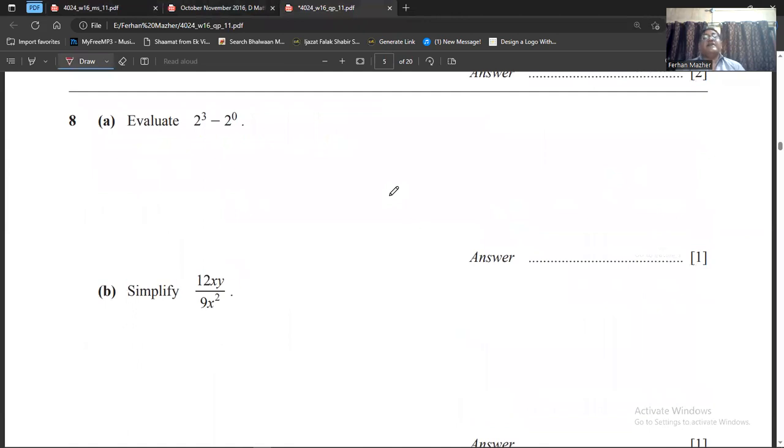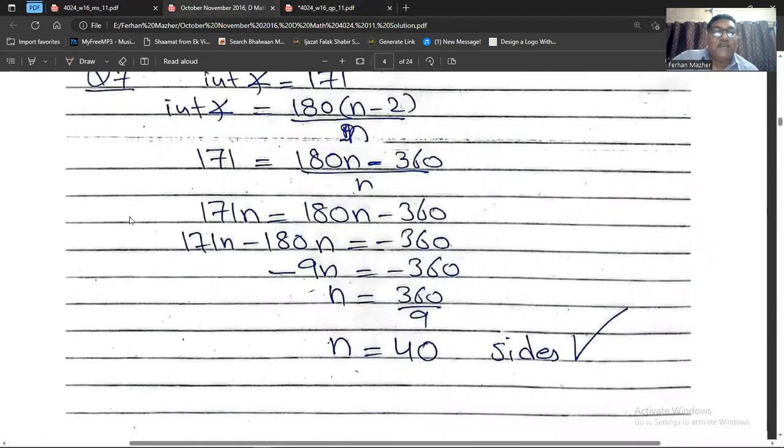Question number 8, part A. We have to evaluate 2 raised to power 3 minus 2 raised to power 0. 2 raised to power 3 means 2 multiplied by 2 multiplied by 2, that will be 8. And 2 raised to power 0, anything raised to power 0 is 1. So it will be 8 minus 1, and that will be 7.